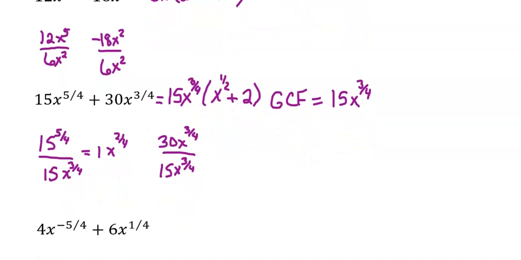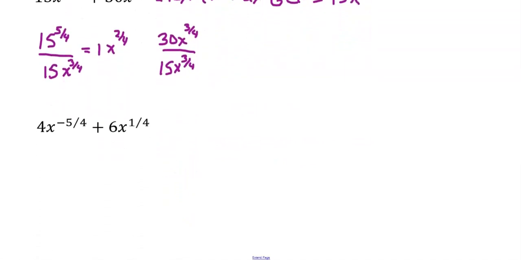Now let's do one more with fractional exponents. 4x to the negative 5/4 plus 6x to the 1/4. So let's find the greatest common factor first.